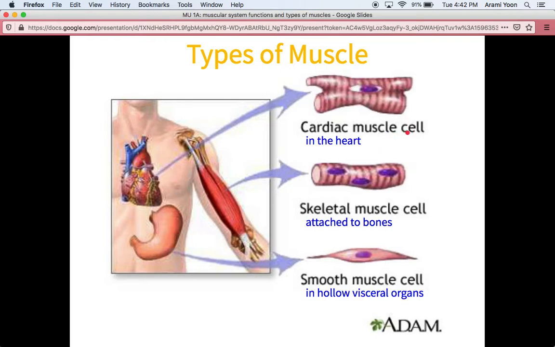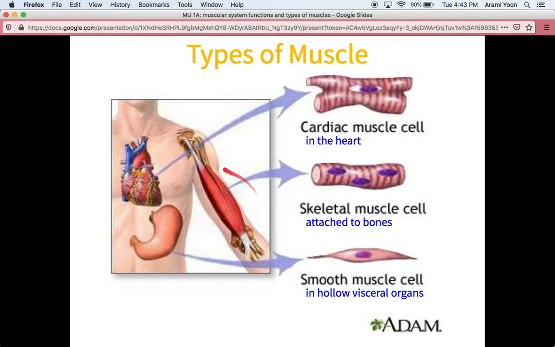So here are the three types of muscles that you'll find in the body. The first is the cardiac muscle. It looks like this. The purple thing in the middle is the nucleus. So this is one cardiac muscle cell. You'll notice that it's striped, it's striated. It does have a nucleus. And you'll also notice that the muscle cells are branched off. So you can see a branch here. You can see another branch here.